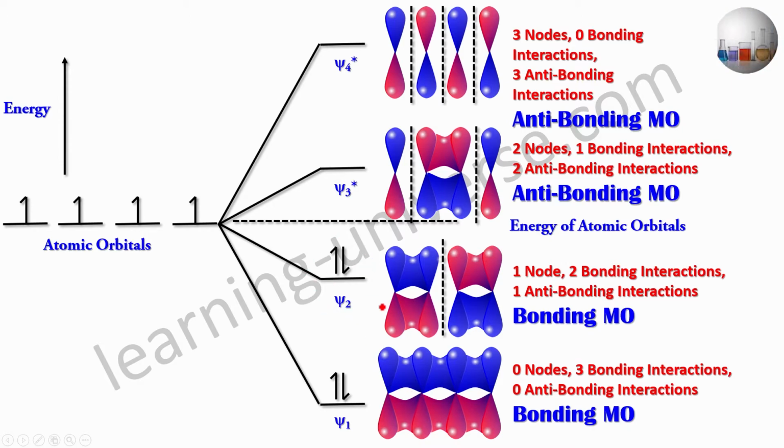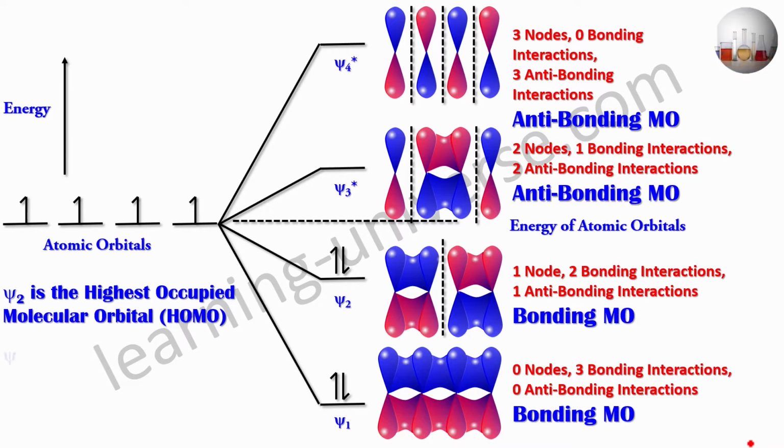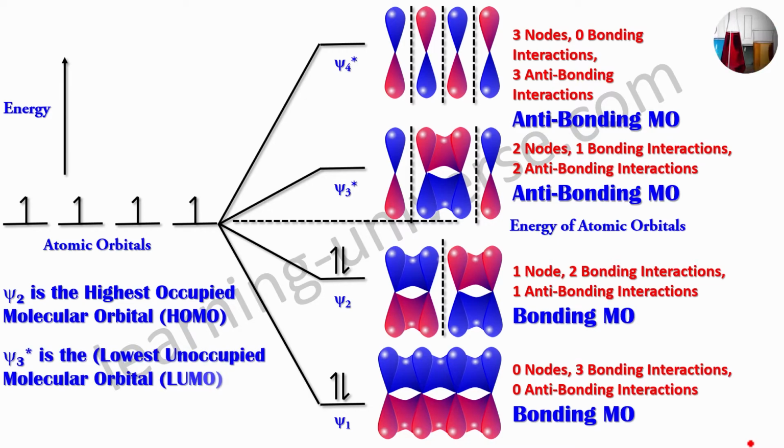Now, this particular orbital, which is the highest in energy where filling takes place, is called a HOMO, or the highest occupied molecular orbital. This one is called LUMO, the lowest unoccupied molecular orbital. So, among all the molecular orbitals, the one which is highest in energy and filled is this. The one which is lowest in energy and empty is this. So, psi2 is the highest occupied molecular orbital, called the HOMO, and psi3 star is the lowest unoccupied molecular orbital, called the LUMO. And we'll understand the use of these terms later on.